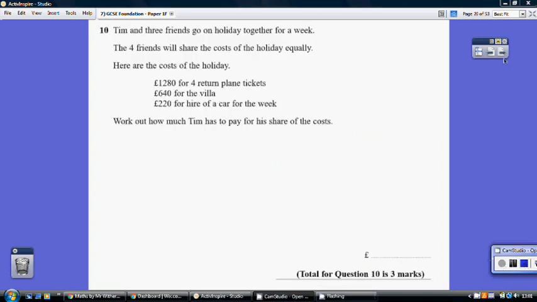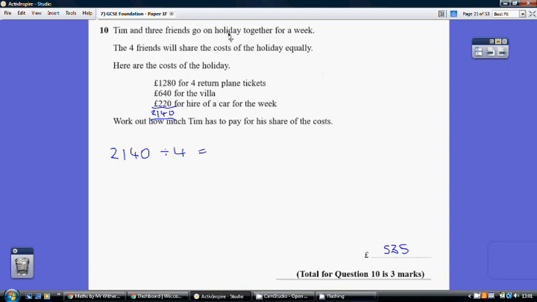Question 10. So Tim and 3 friends go on holiday together for a week. The 4 friends will share the costs of the holiday equally. Here are the costs. So 1,280 for 4 return plane tickets, 640 for the villa, 220 for the hire of the car. So all of these costs need to be shared equally. So add all of these costs up first of all, which gives us 2140. And to share these equally across 4 people, you need to divide that by 4, giving us £535.